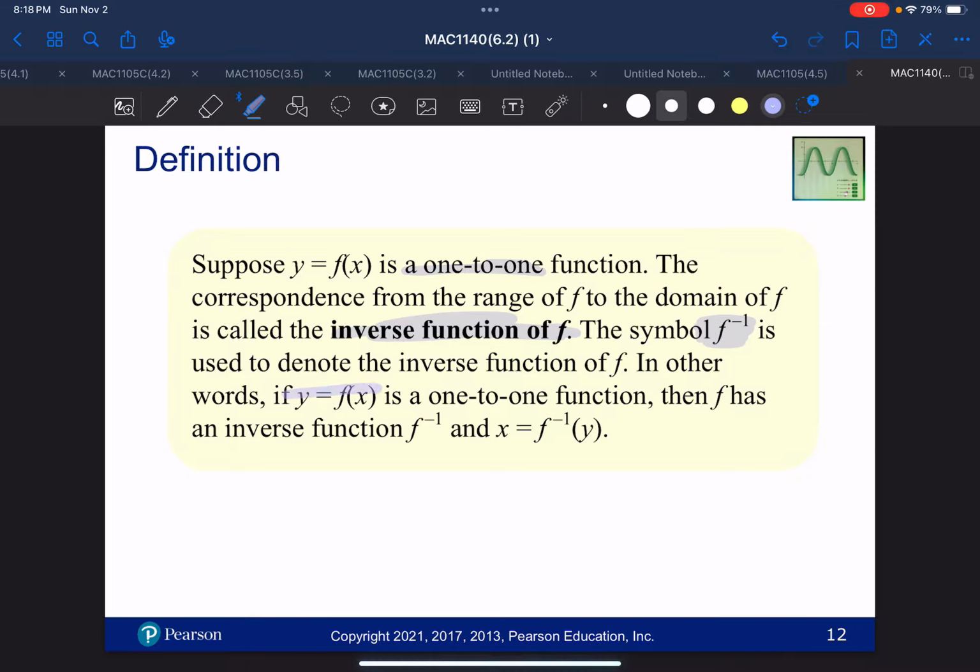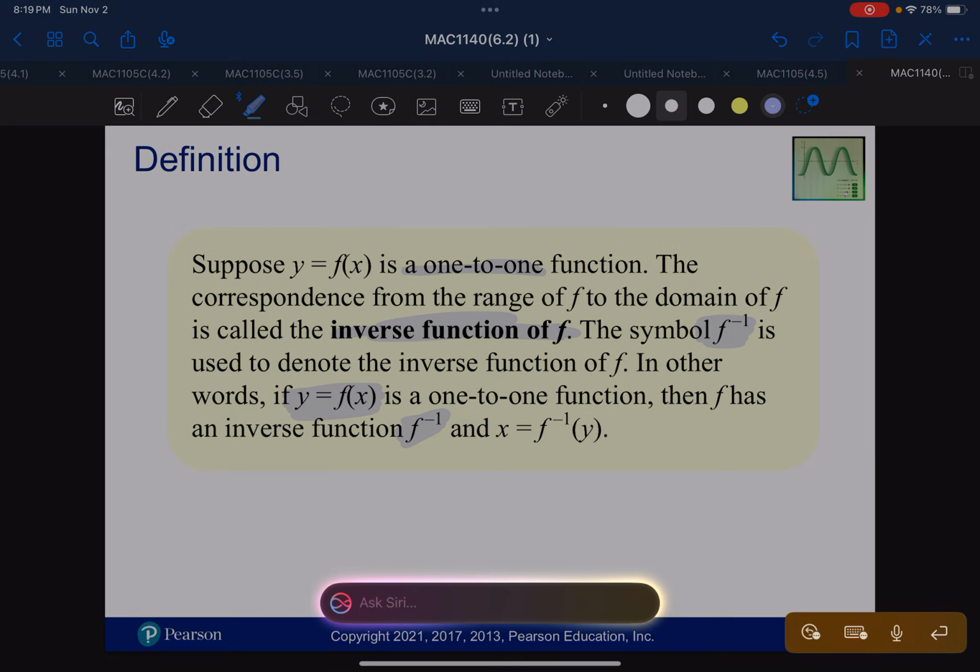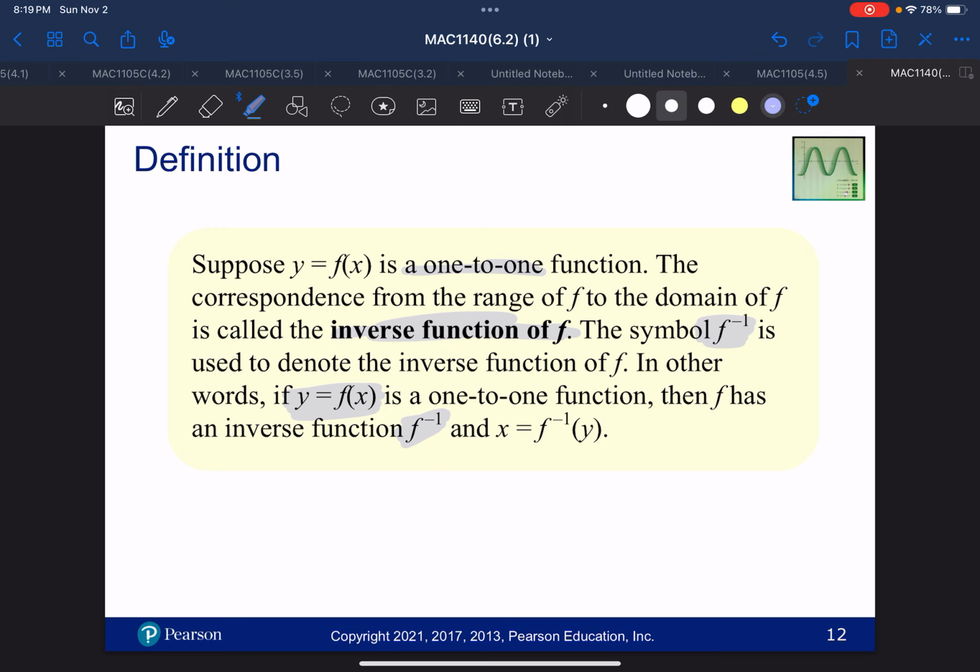So if y equals f of x is a one-to-one function, then f will have an inverse function, f inverse, with this symbol here, and therefore x will be equal to the inverse function of y. We're replacing all the output values into that function, and they will now equal the input values.